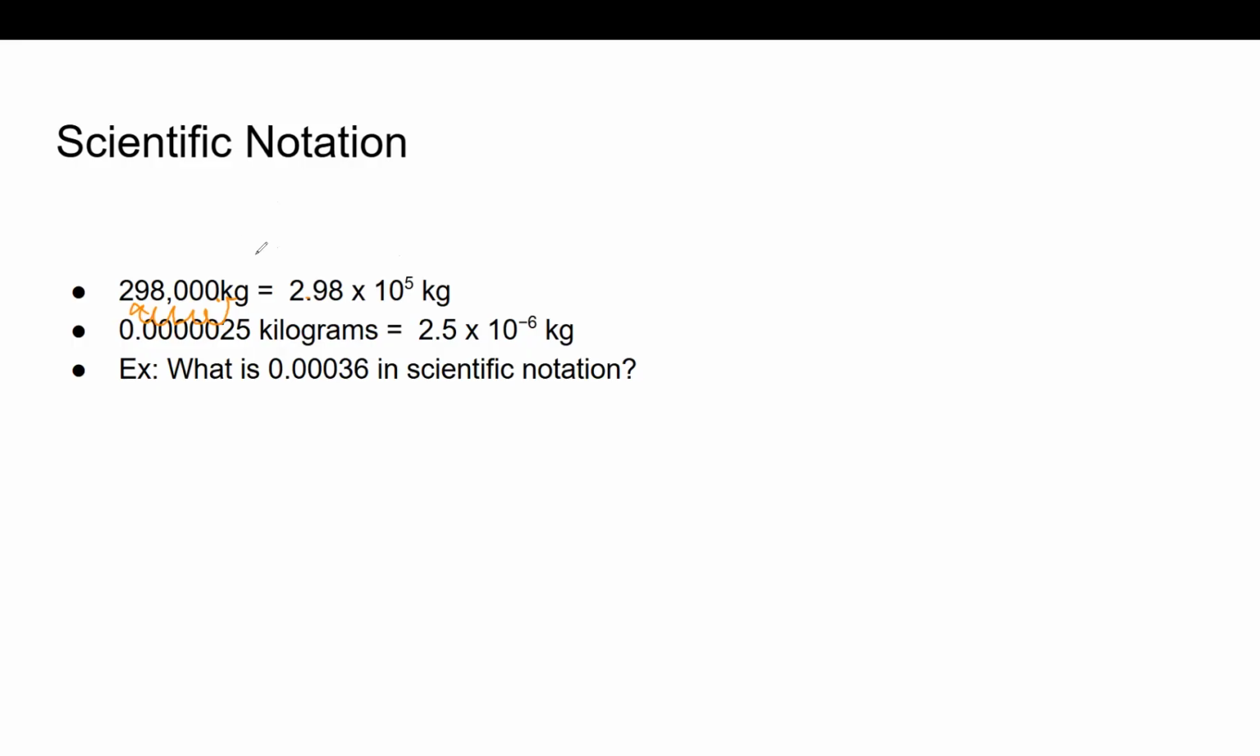That positive 5 indicates that we moved the decimal to the left, which means we're going to have to add zeros behind to make it the number that it is. So we're going to have to move this over to the right to make it large again. So if we had 2.98 times 10 to the fifth, we'd say 1, 2, 3, 4, 5. My decimal place goes at the end. I fill in the extra with zeros, and now I have 298,000.